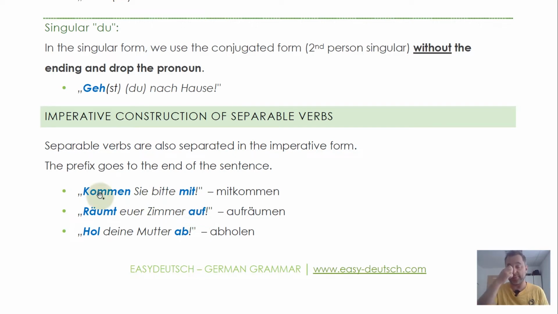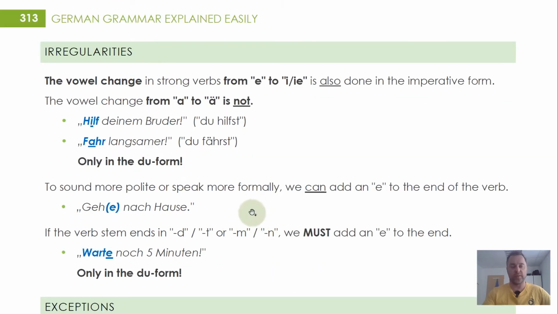Here we would separate the mitkommen, so we still separate it here, because we actually conjugate the main verb, just change the word order for the imperative and drop the pronouns and the ending. But we separate separable verbs even in imperative. And where you have to pay attention are a few irregularities, like the vowel change.